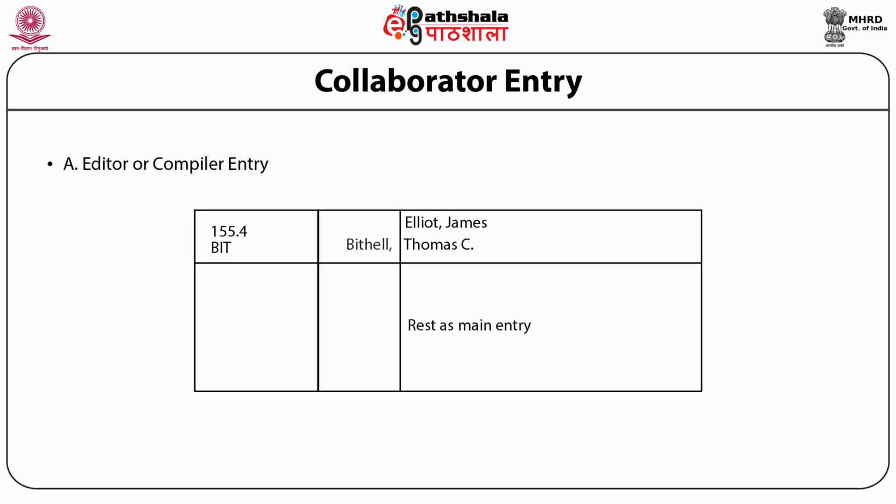Rule number 21.30d1 prescribes to make an added entry under the heading for a prominently named editor or compiler of a monographic work. Make an added entry under the heading for an editor of a serial only in the rare instance when a serial is likely to be known by the editor's name. Example: again, call number is given on the leading line in margin. Heading section is given as usual. The name of the collaborator, Elliot James, is given on one line above the heading section in normal letters.